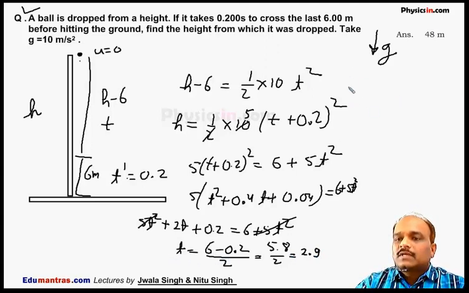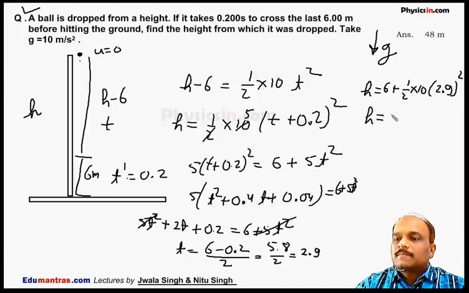So I can say, if I substitute the value of t here, I will get h equal to 6 + 1/2 into 10 into t square. So the t is 2.9, and I will substitute it: 2.9 square. So h comes out to be 6 + 5 into 2.9 square.